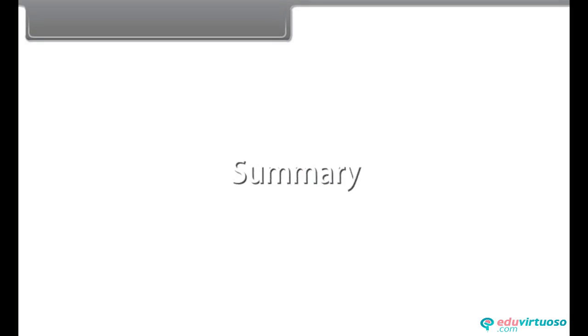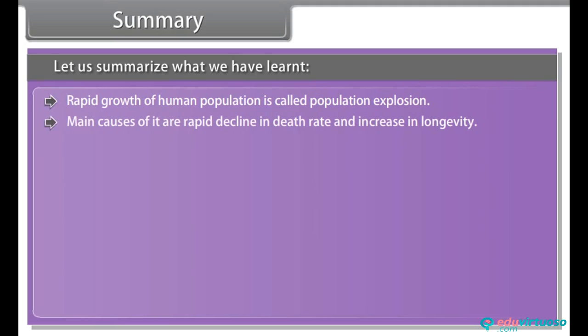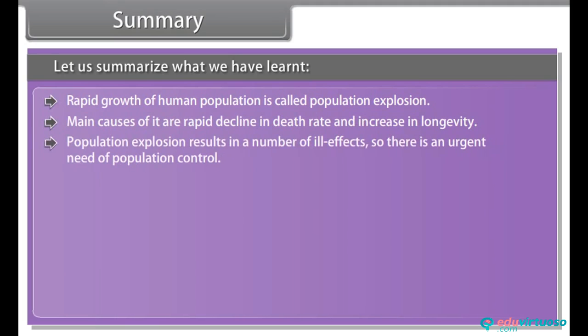Summary. Let us summarize what we have learned. Rapid growth of human population is called population explosion. Main causes of it are rapid decline in death rate and increase in longevity. Population explosion results in a number of ill effects, so there is an urgent need of population control.